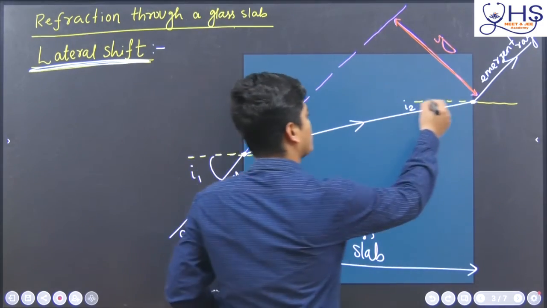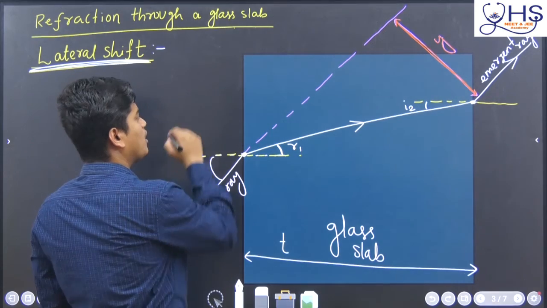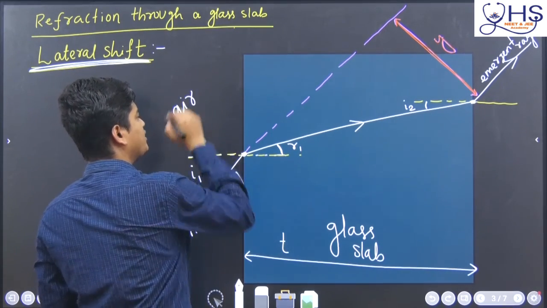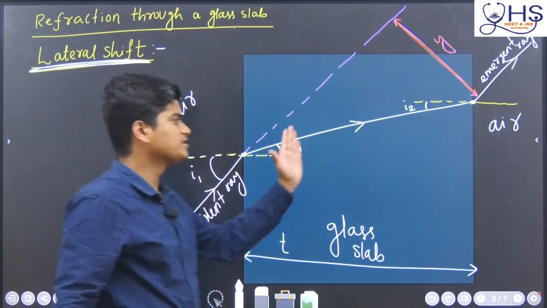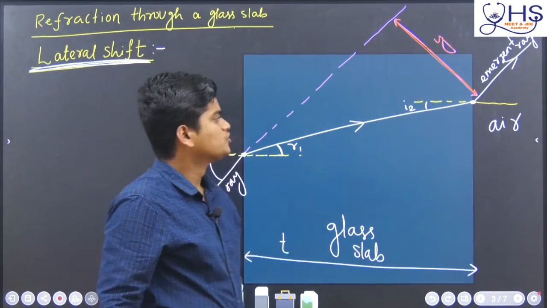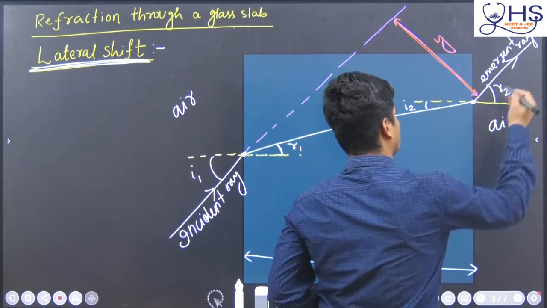Okay, and this yellow color, whatever it is given, that is your normal. But when it is coming from a rarer medium, rarer means this is your air medium, this is also you can take as air medium. So this is rarer, denser, denser, rarer. So here when it is going, one angle it is making, that angle you can write as R2.